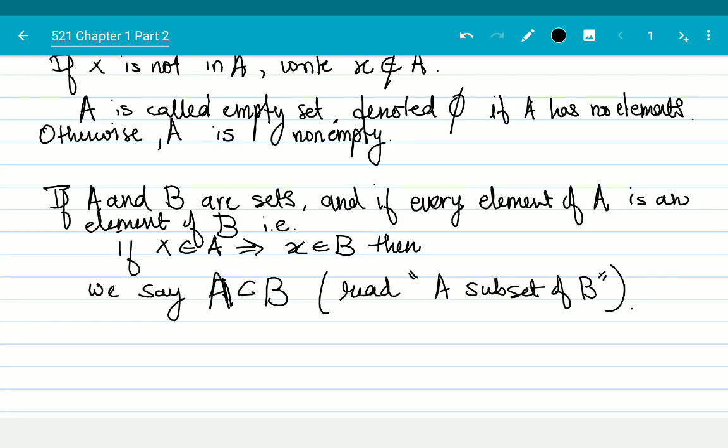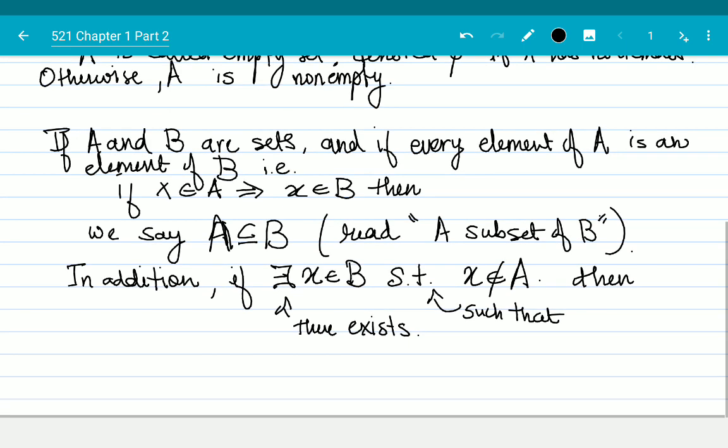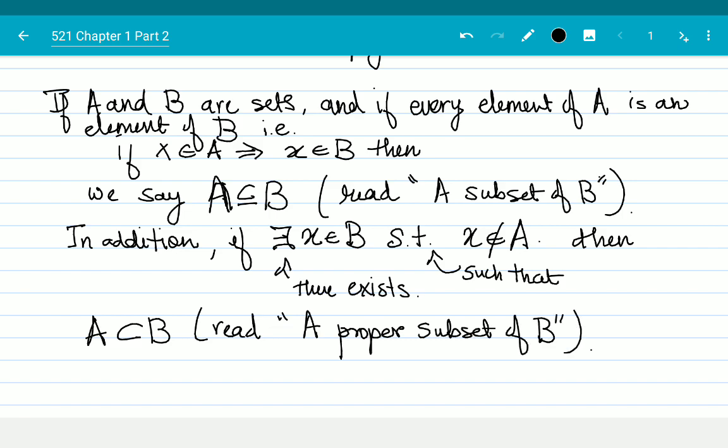In addition, if there exists x in B such that x is not in A, then A is a proper subset of B. Read: A proper subset of B.